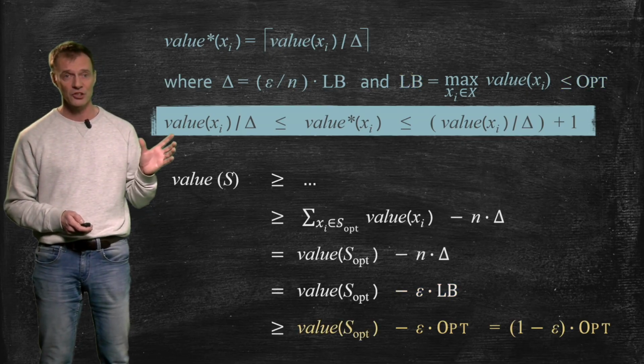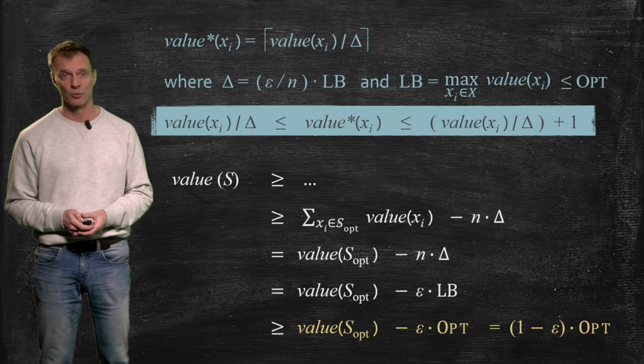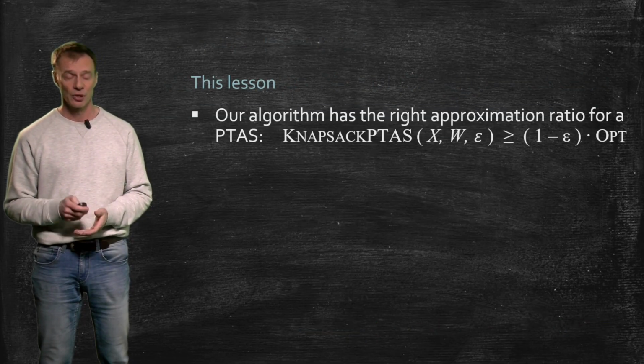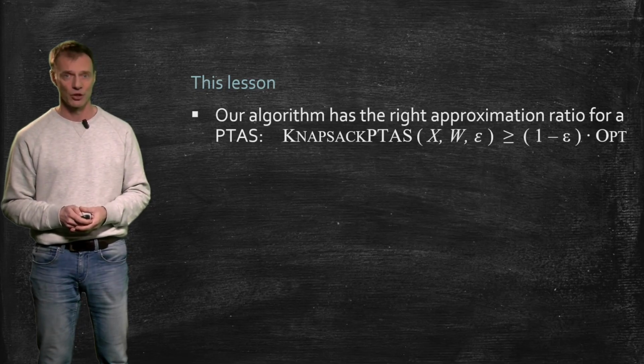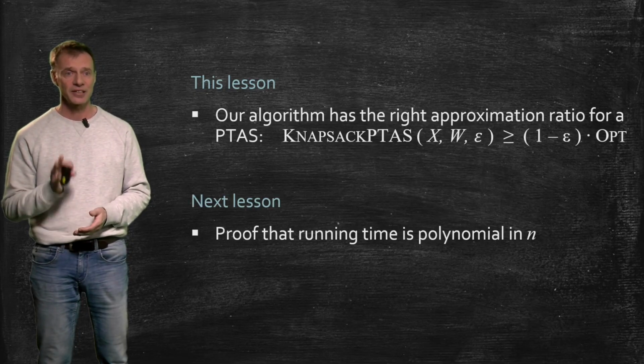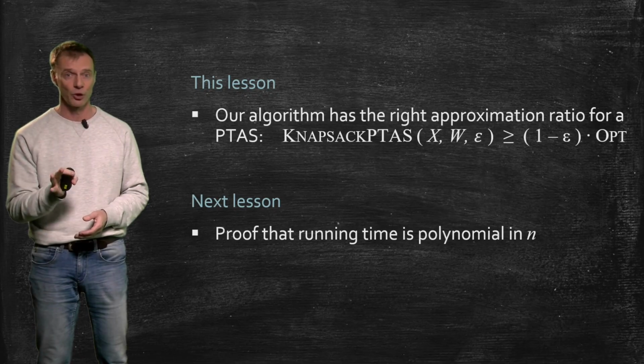The value of S is at least the value of S opt minus epsilon times opt, or in other words, (1 minus epsilon) times opt. So we have proven what we want: we get an approximation ratio of 1 minus epsilon. In the next lesson, we're going to look at the final thing, which is that the running time of our algorithm is polynomial in n.